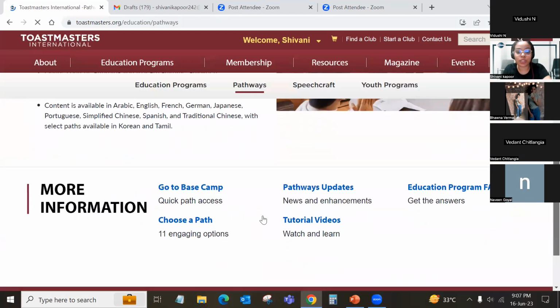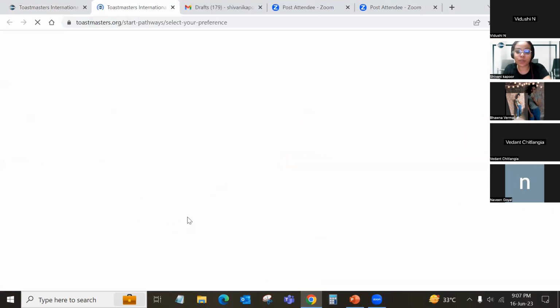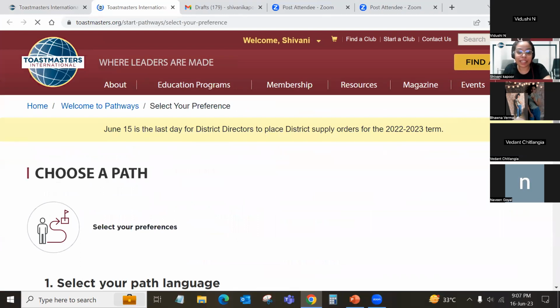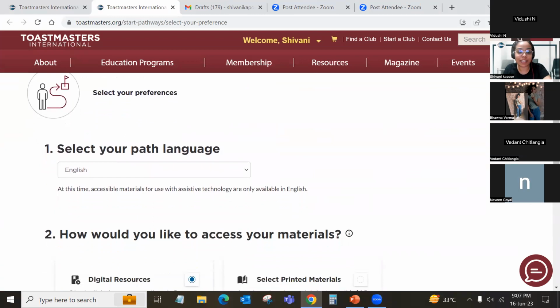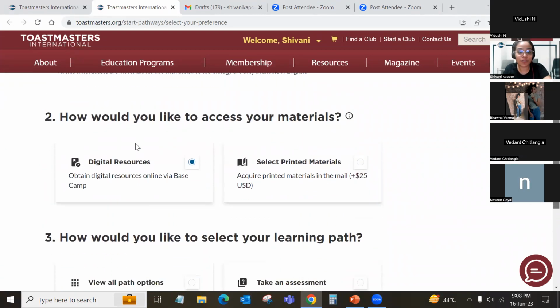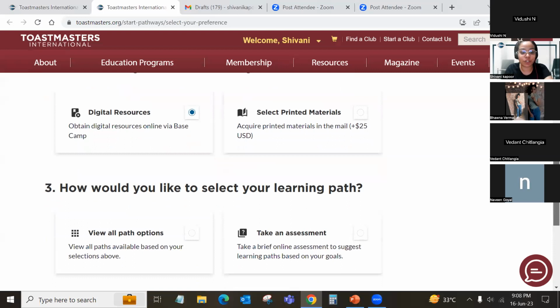If we scroll down, we will see different things here, and the one that we need right now is Choose a Path. I'll click on Choose a Path. They will ask you these questions. Select your path language, so it will be English. How would you like to access your material? It will be digital resource. We do not want the printed ones because that is paid, and digital is free of cost.